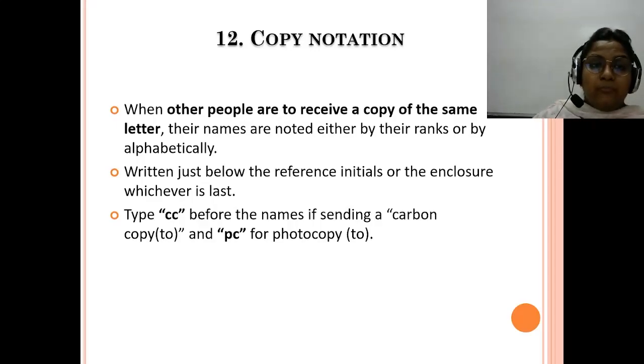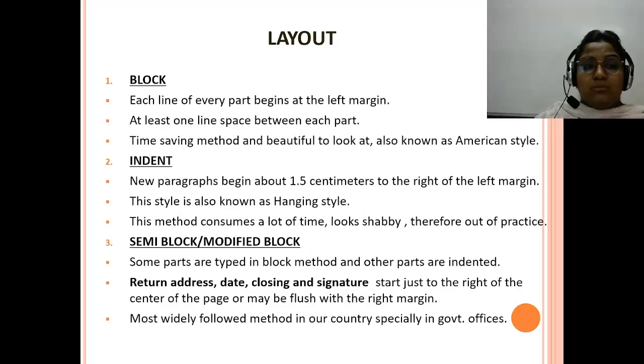Now comes the layouts. What are the layouts? First is block. What is block? At least one line space between each part. It is a time-saving method and beautiful to look at, also known as American style. Each line of every part begins at the left margin.